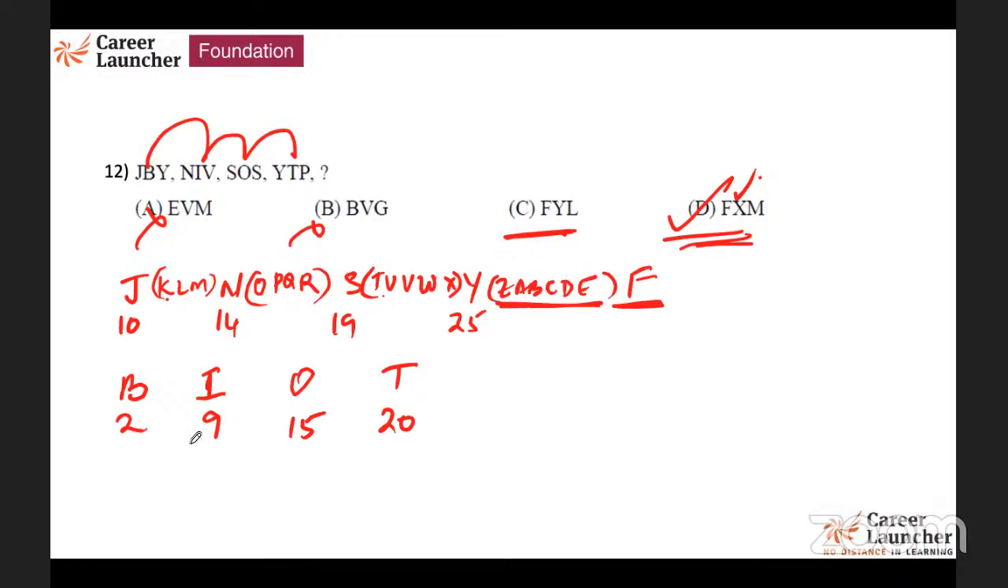What is the difference? Now it is coming down. Look at this. 9 minus 2 is 7. 15 minus 9 is 6. 20 minus 5 is 5. That means 4 in gap. You need 3 gap here.